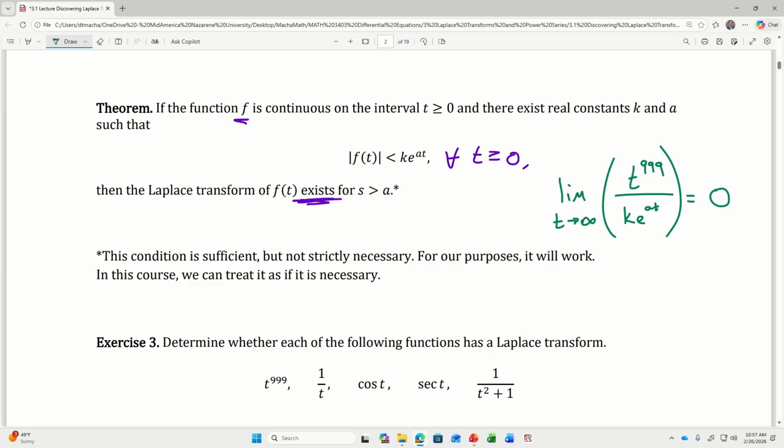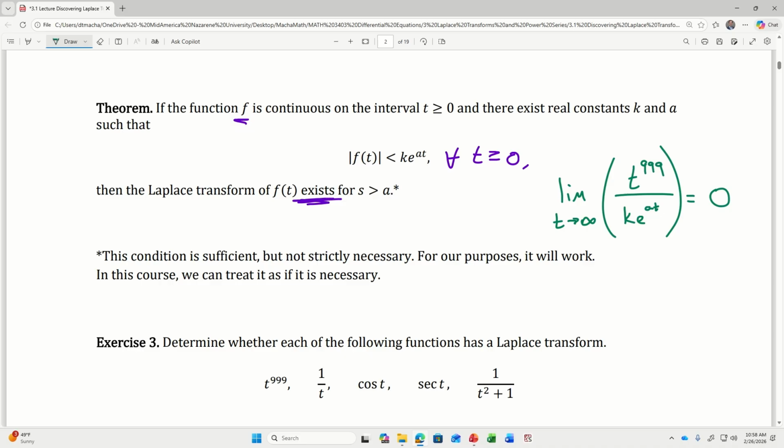We care more about the end behavior than we care about any point before the end behavior. So what about this function, 1 over t? Does this function have a Laplace transform? I would say yes. No.